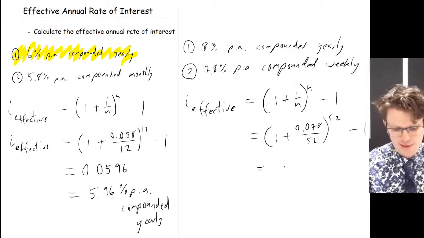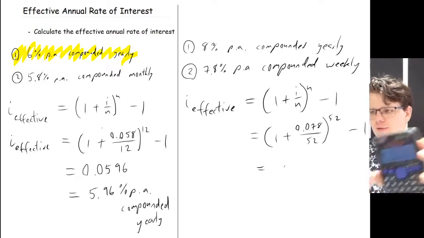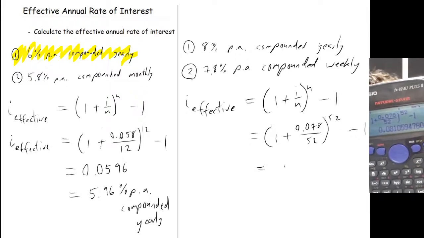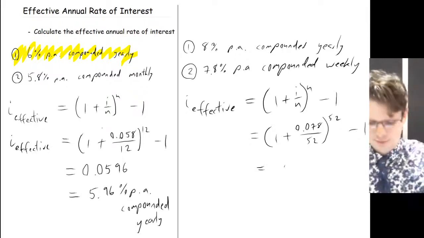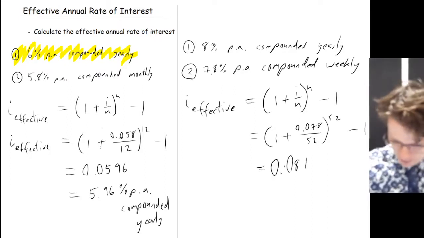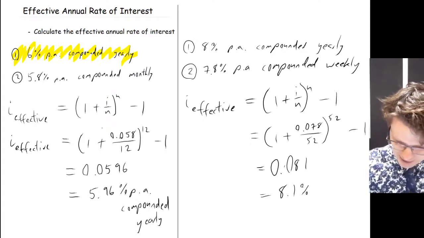Just got to type in my calculator now. And you should have, should have got that as your final answer. Alrighty. 0.081. That's as a decimal, and now I want it as a percentage.